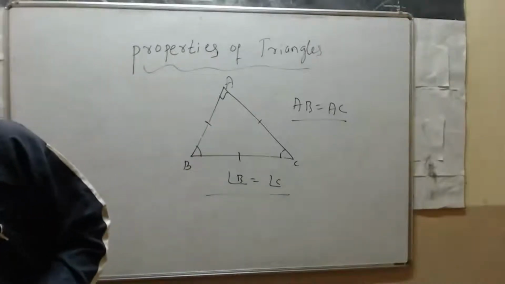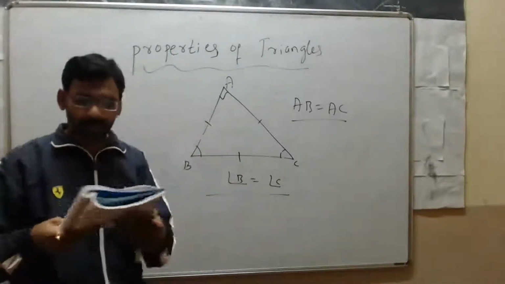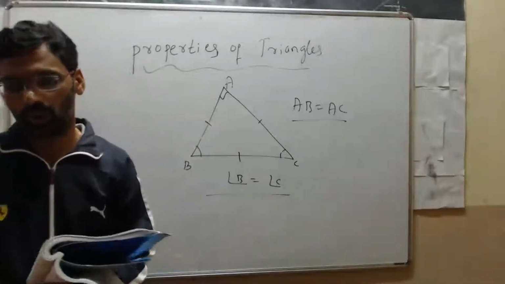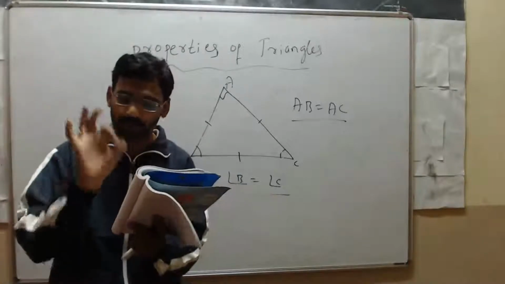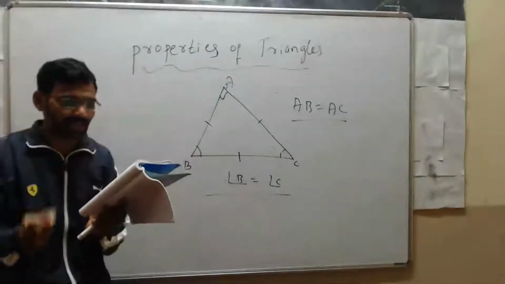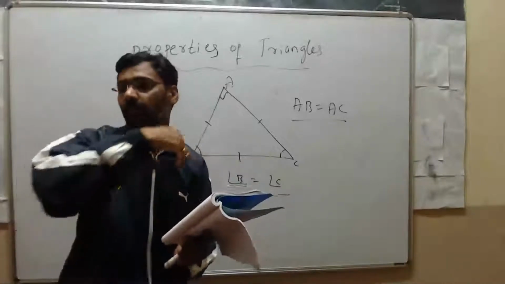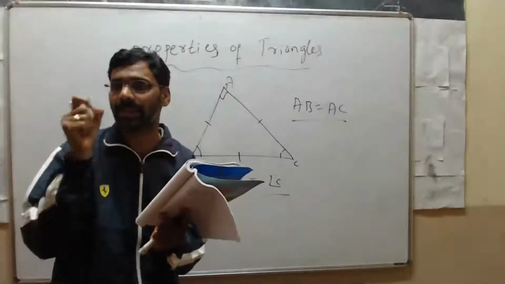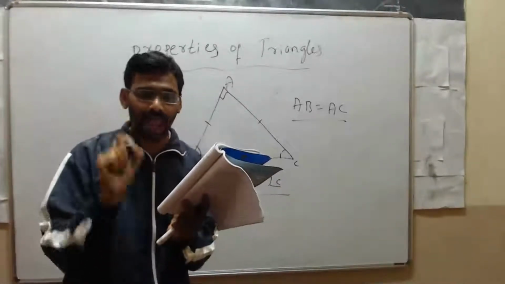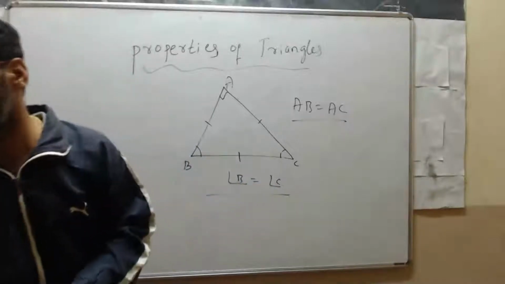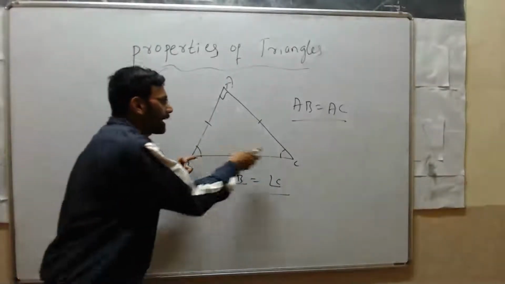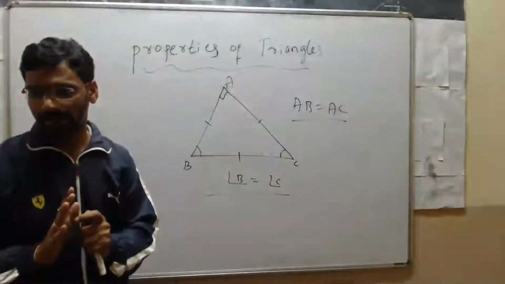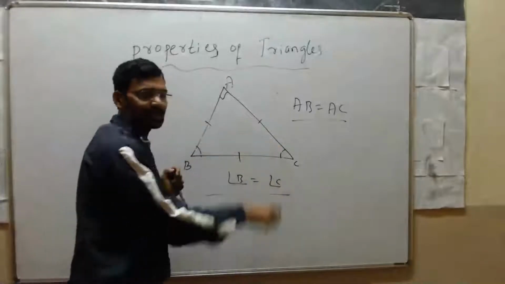And there is another statement, purely based on this one. The sides opposite to equal angles of a triangle are equal. It is the reverse order of the same statement. The previous one is the first theorem, this is the second theorem: the sides opposite to equal angles of a triangle are equal. It means if two angles are equal, their opposite sides are equal.